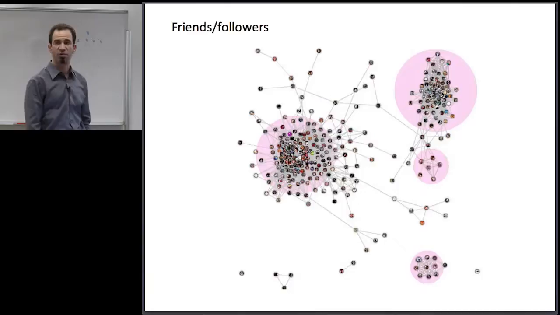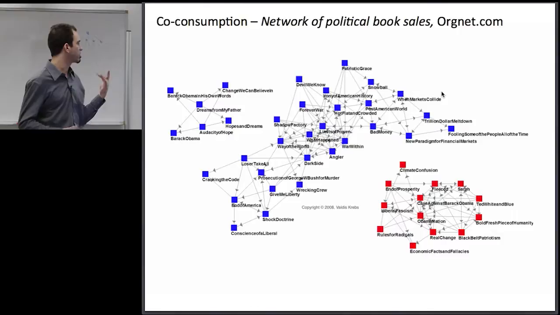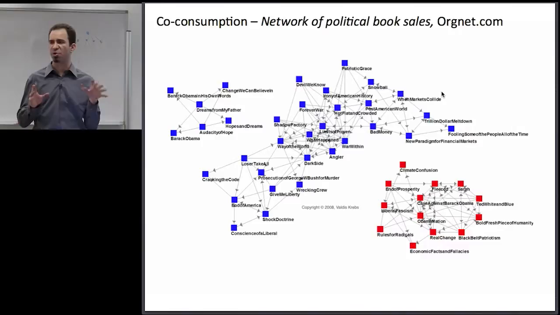But there's lots of other ways we can define it, right? We can talk, depending on how we set up the nodes and edges. We saw this picture a couple classes ago with the book sales. And so you can see that the books sort of clump.